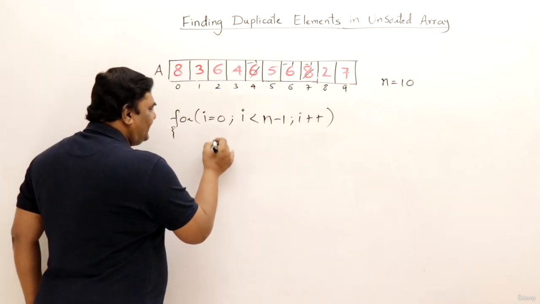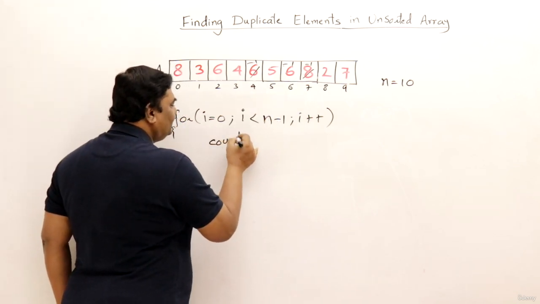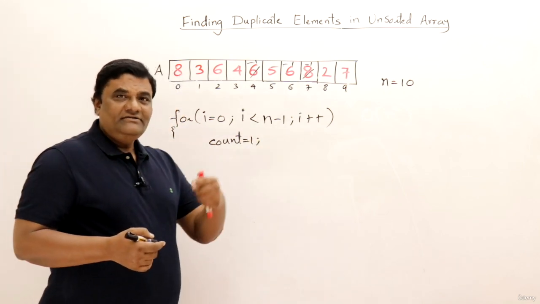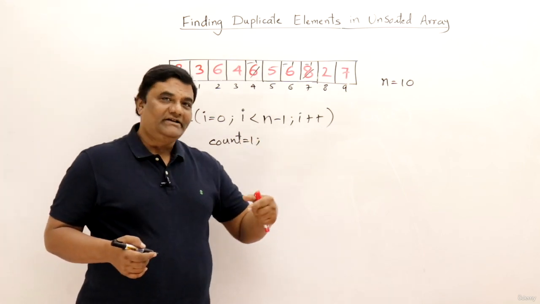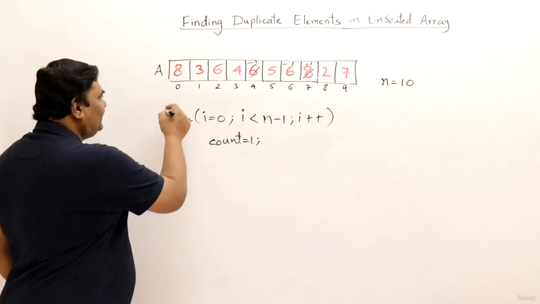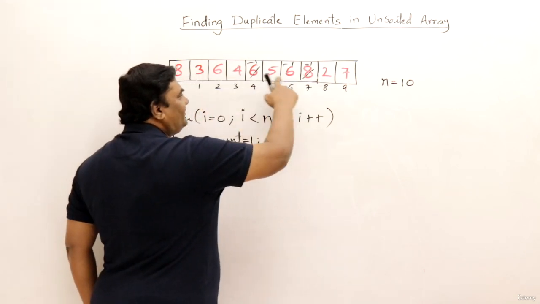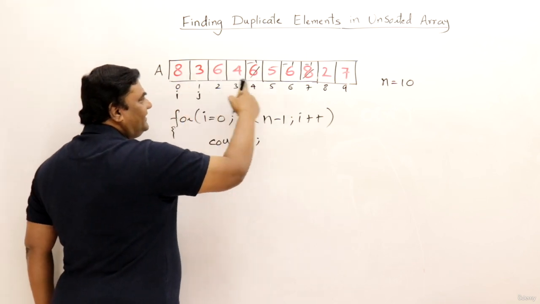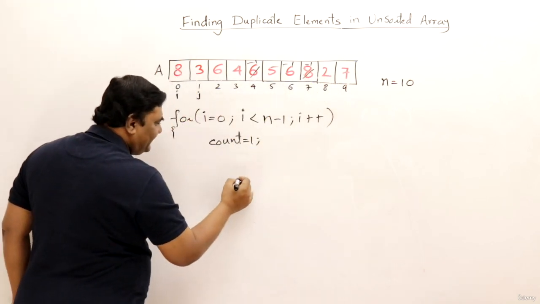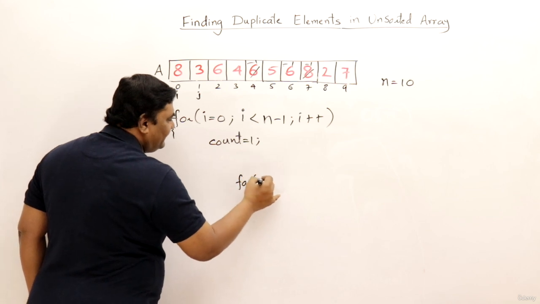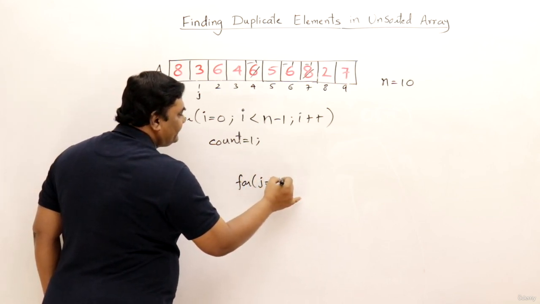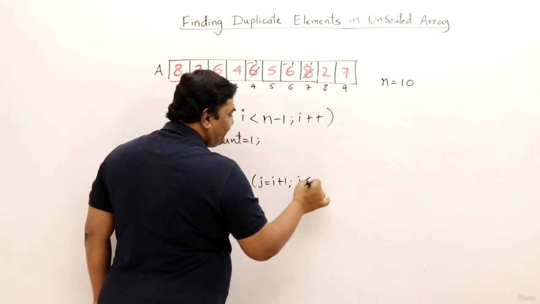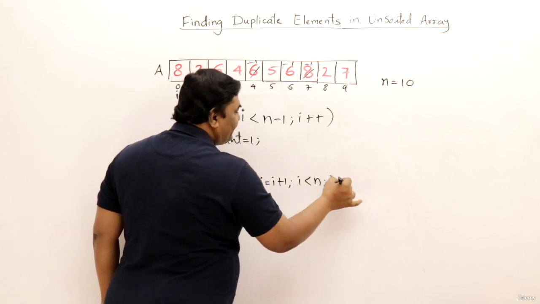Then every time I should start count with 1. For every element, count as 1. Then find whether there are any more elements to increase the count. Now when I is here, I have to scan through the rest of the list, right? So I am starting J from here and continuing till the last element. So I will take one more for loop for this J, that is J assigned I plus 1, the next element of I, and it should go till the last element, so J less than n, and J plus plus.